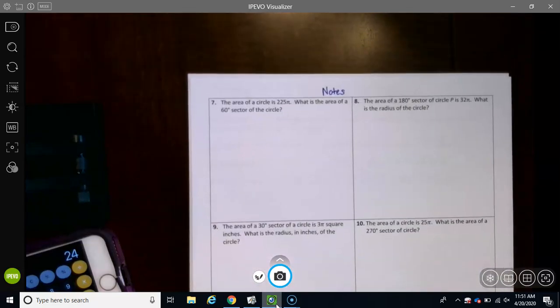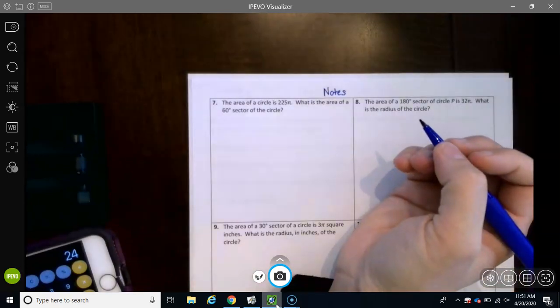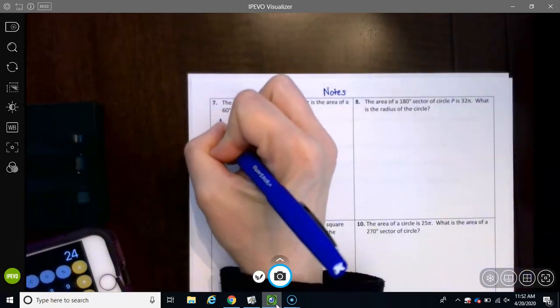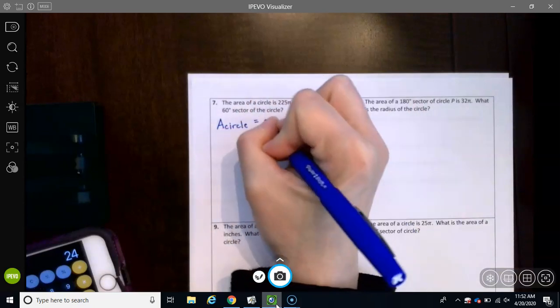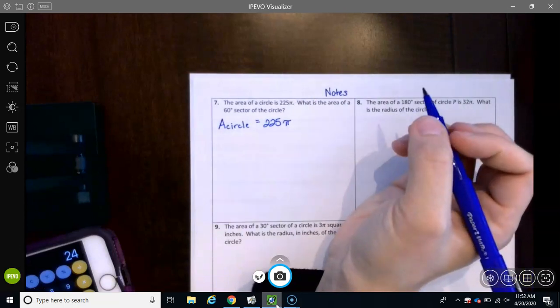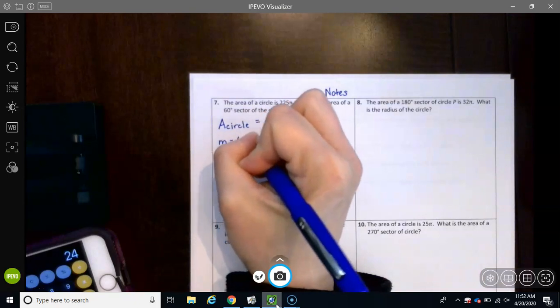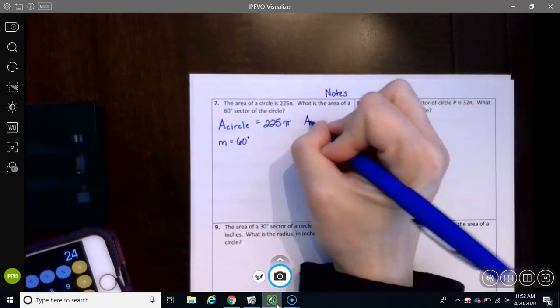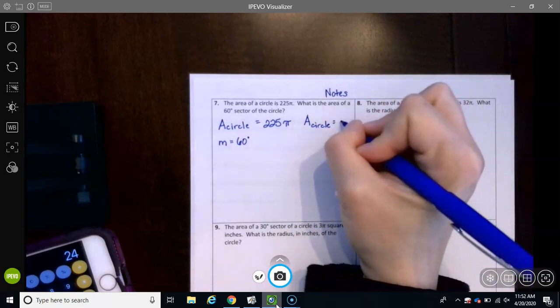The area of a circle is 225 pi. What is the area of a 60-degree sector? So this time they gave us the area of the circle equals 225 pi. And they gave us the angle is 60 degrees. Okay, so area of a circle formula equals pi r squared.